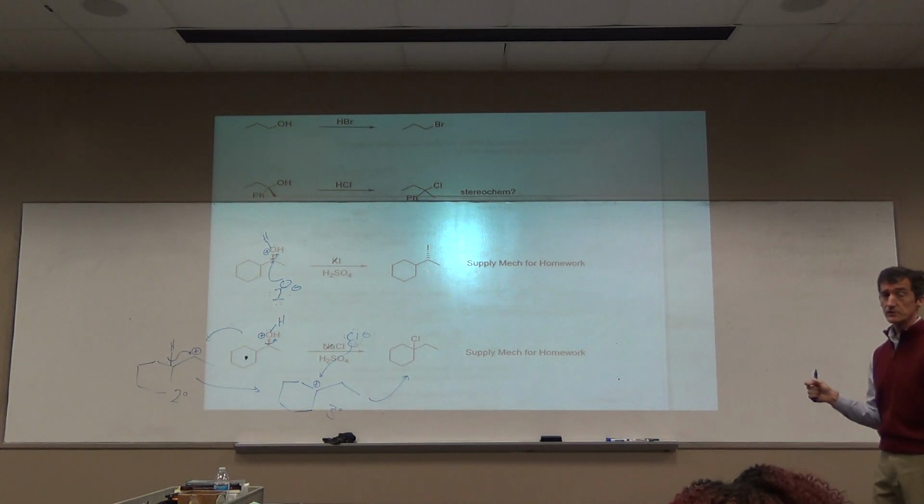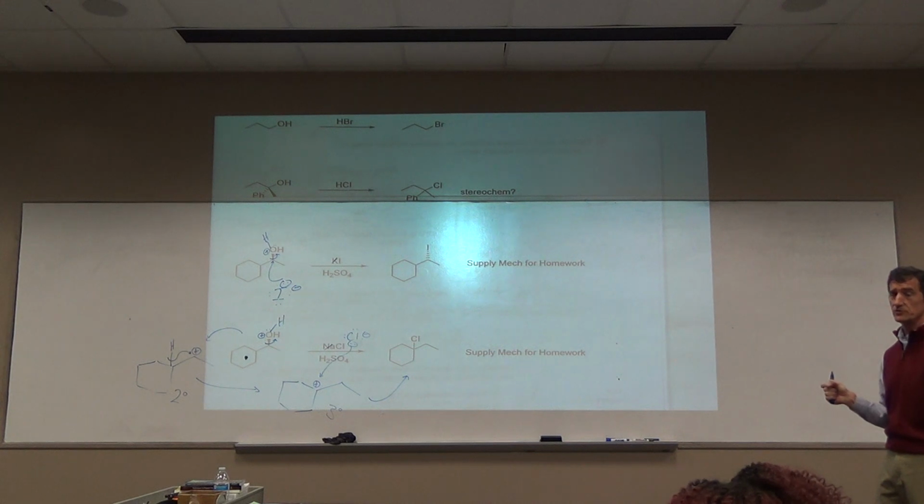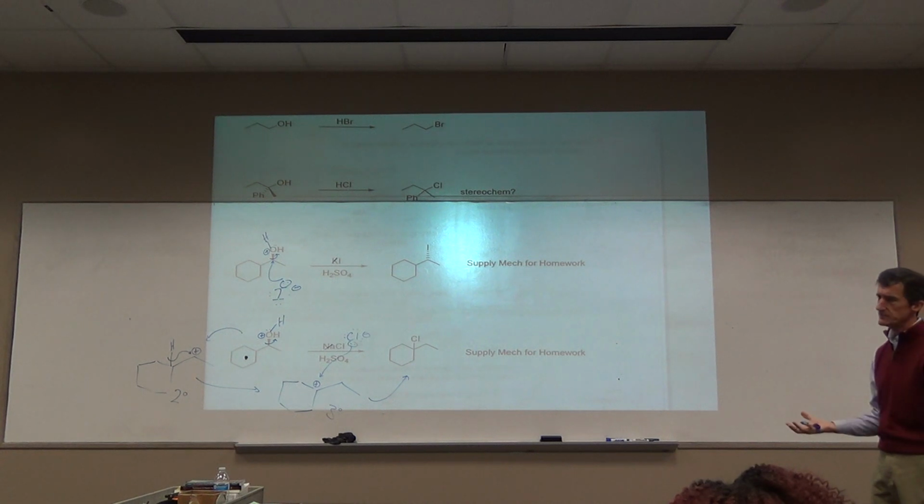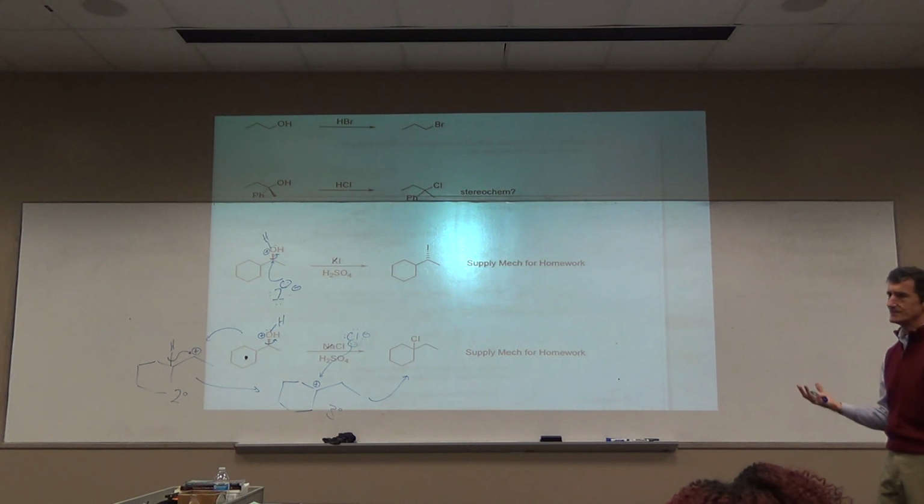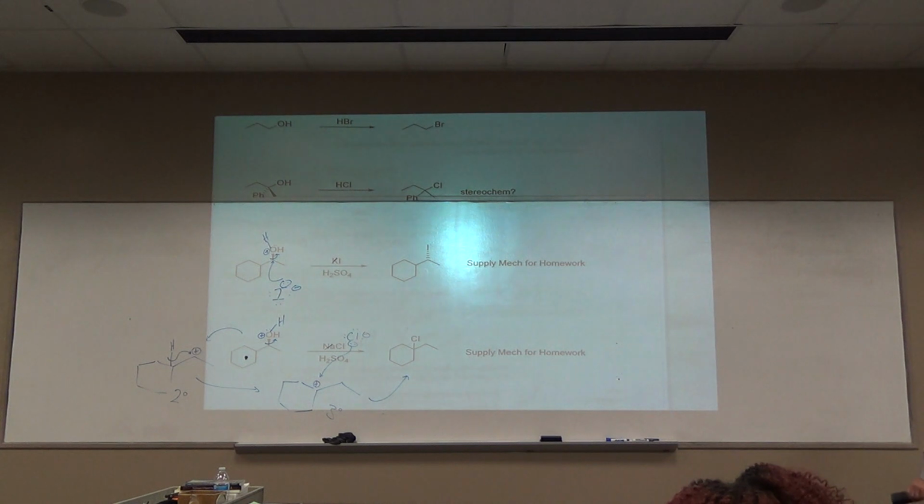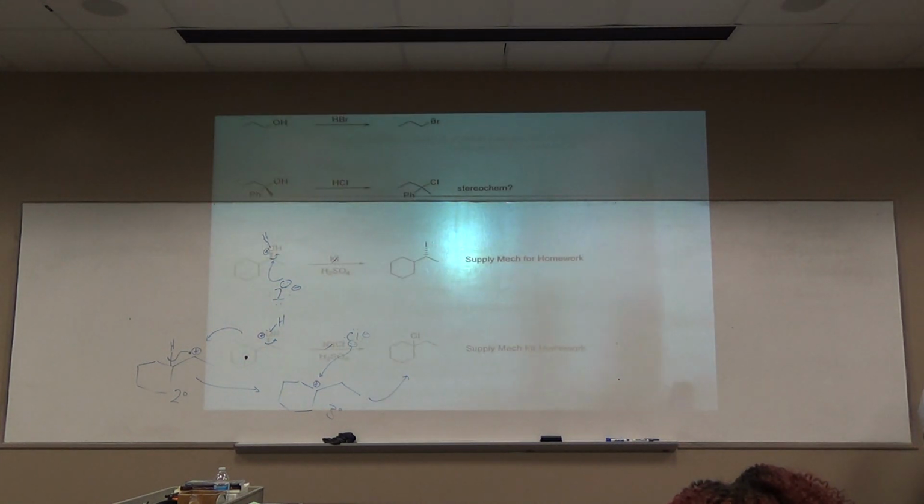SN2 requires a strong nucleophile, right? Is chloride strong enough to do an SN2? Well, it's borderline. Yes, it is an anion. Like we said on Monday, it's the conjugate base of a strong acid, so it can't be that strong of an anion.